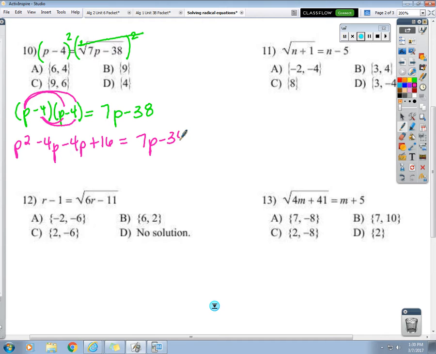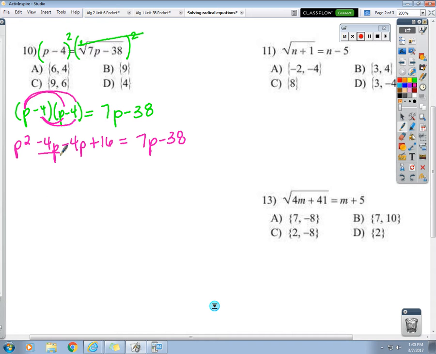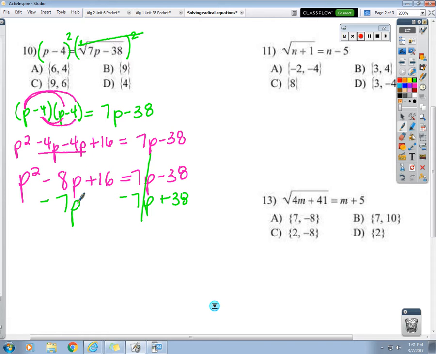Now that I have done that, what can I do next? Combine like terms. Okay, and on the left side, what terms can be combined? Correct, those 2, right? And what will that become? p squared minus 8p plus 16 equals 7p minus 38. Now that this side is simplified, now what can we do? Correct. Subtract 7p and add 38, because we want to move everything to this side. So if I subtract 7p over here, it cancels out, and then I subtract it from the p to the first over there. If I add 38, it cancels out, and then I add it to the 16 over here. So now what does my trinomial become?